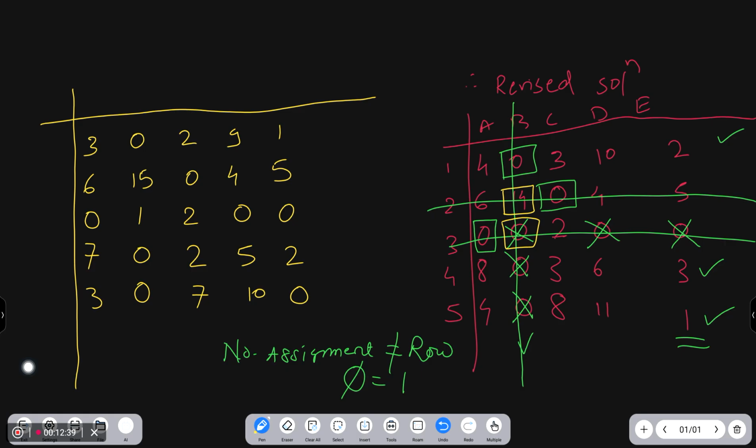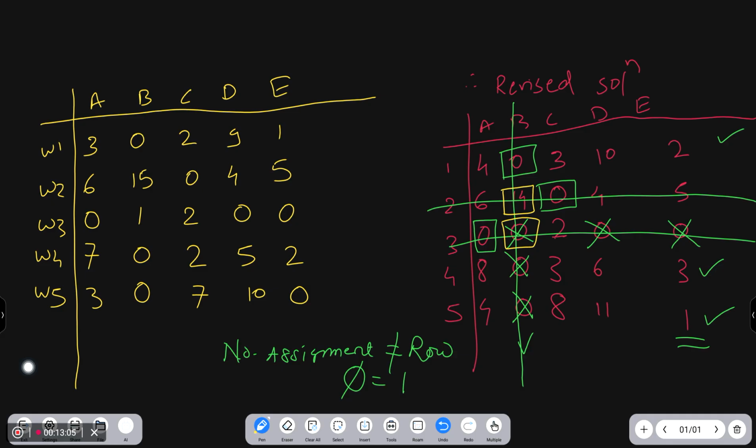Fine, this will be our revised solution, right? What is the next step we have to follow here? Again you have to start an assignment. That means you have to repeat steps 4 to 7, repeat and repeat until the obtained solution is optimal.